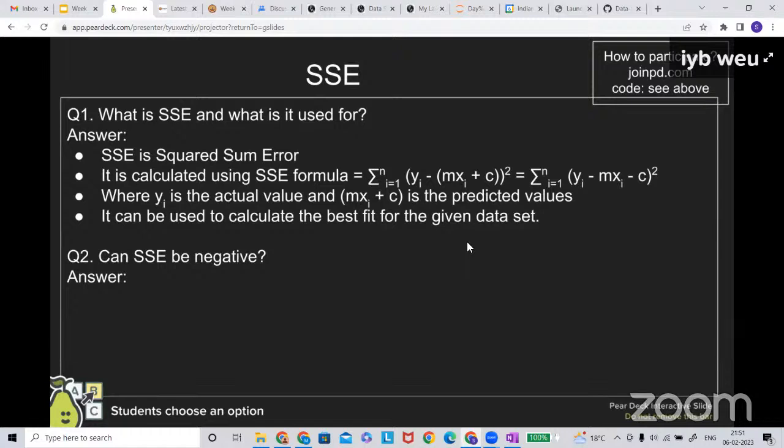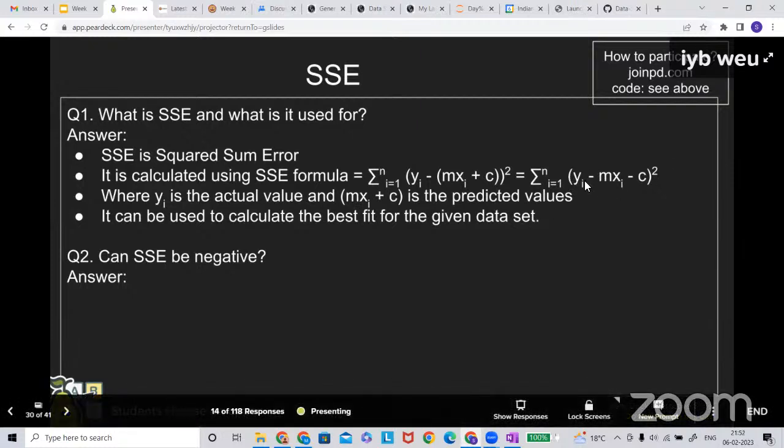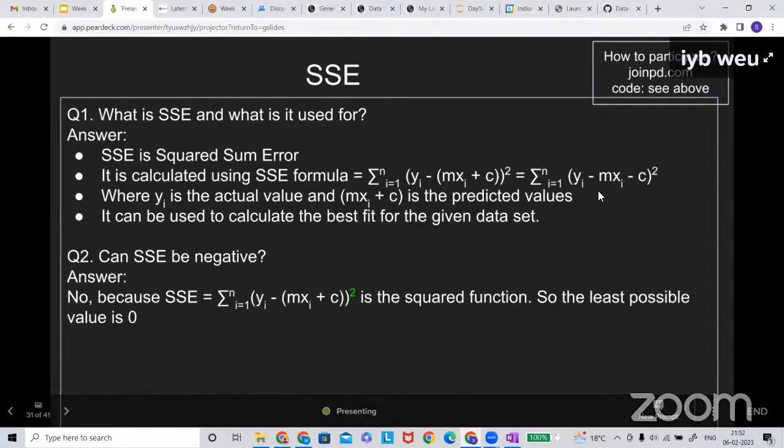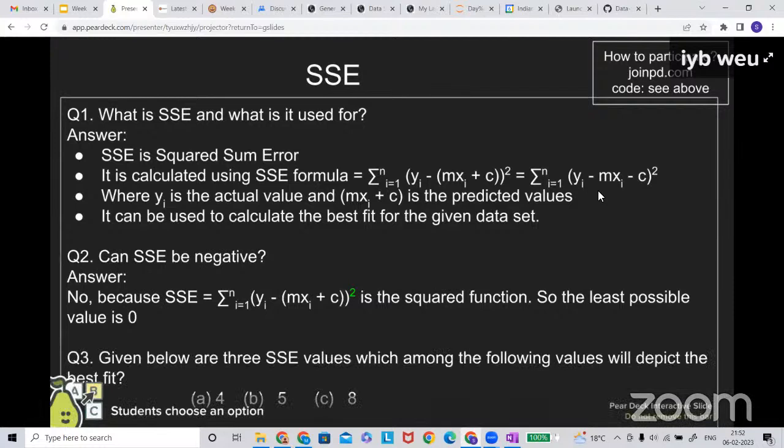The next question is, can SSC be negative? No, because it is already a sum of squares, so it will never be negative.